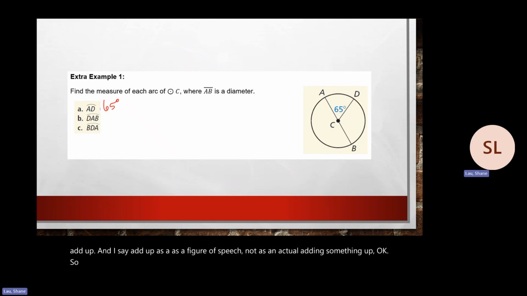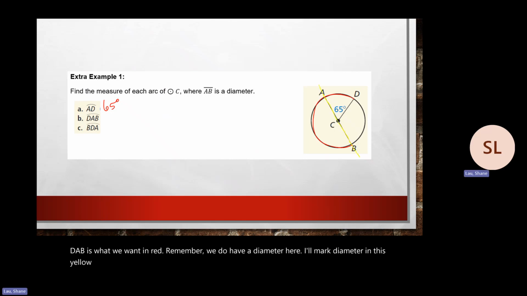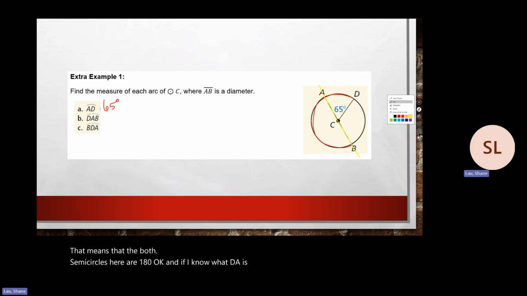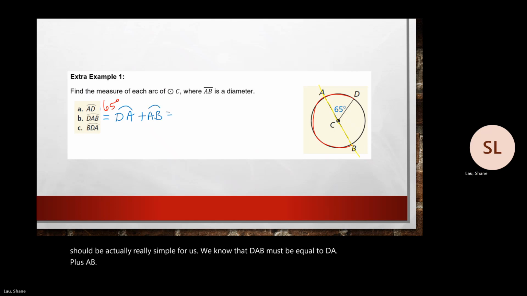So here we have DAB. DAB is what we want in red. Remember, we do have a diameter here. I'll mark the diameter in this yellow. That means both semicircles here are 180. If I know what DA is already, and I know that AB is 180 degrees, that should be really simple. We know that DAB must be equal to DA plus AB, and that's going to give us 65 plus 180. It's going to give us 225. Oopsies.